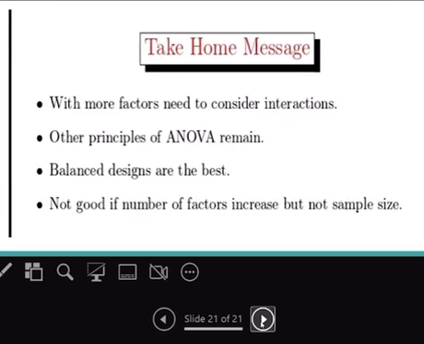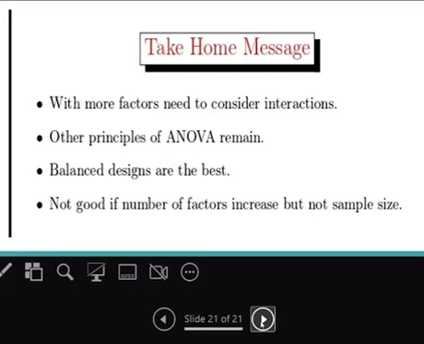Now, what is the take-home message? With more factors, you need to consider interaction. When you have more than one factor, of course, interaction is going to come in. And the principle of ANOVA remains, in terms of getting sum of square within, sum of square between, including the assumptions. Then the best design is a balanced design. What do I mean by balanced design? The number you consider in each group is the same. We call that equireplicates. Because we also have unbalanced design, which we're going to talk about in this course.